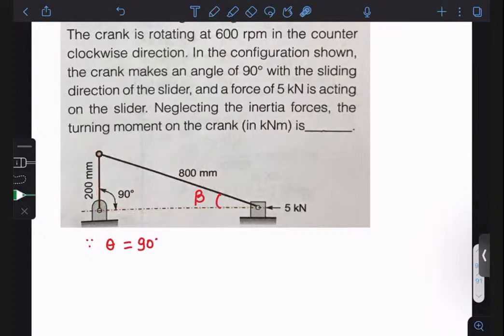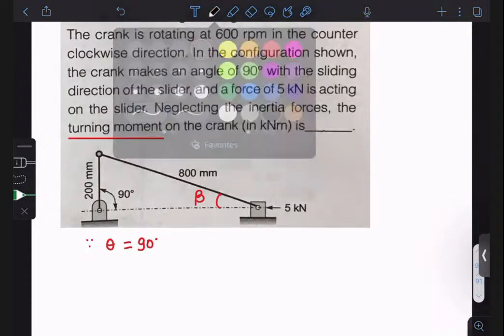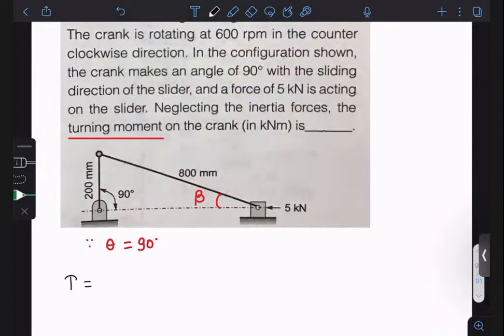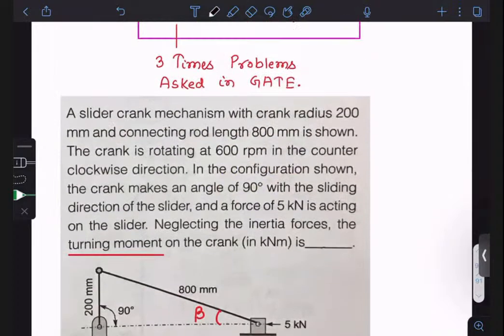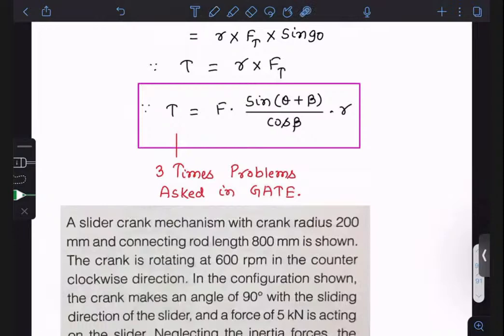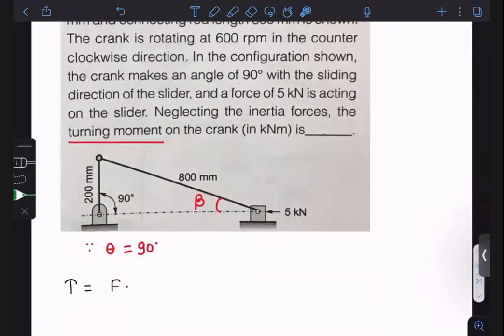Now, what we can do here, we have to find out the turning moment. We know the turning moment formula; we have already derived it. It is F into F sine theta plus beta upon cos beta.